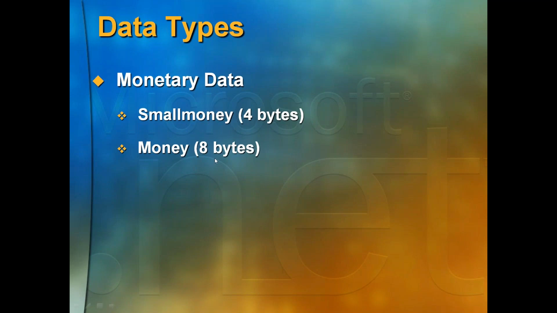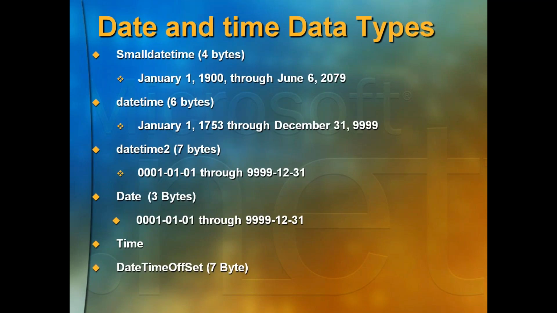Money means you can put millions, trillions and billions of incomes and everything. Clear? So small money and money. An employee salary would be small money, right? Bill Gates's income is big money. So depending upon your income or the situation, you need to use small money or money. Clear? Next, to store the date and time values.